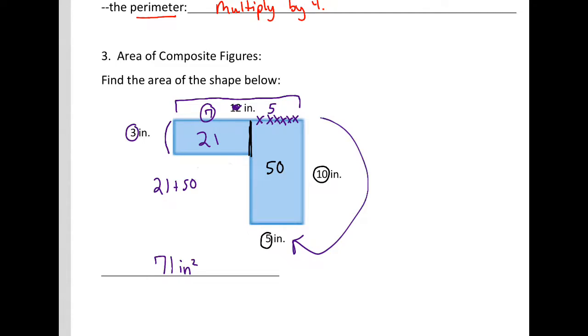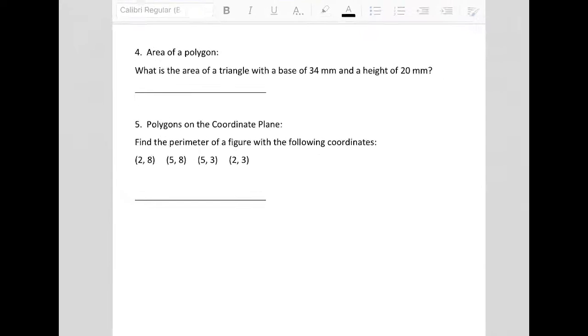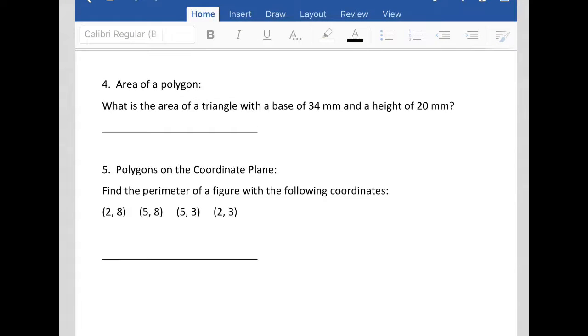All right, next page, on the back, 4 and 5. So 4 is just a review of area of a polygon. So this says, what is the area of a triangle with a base of 34 millimeters and a height of 20? So remember the formula for area of a triangle is half times base times height. I'm going to substitute my numbers in.